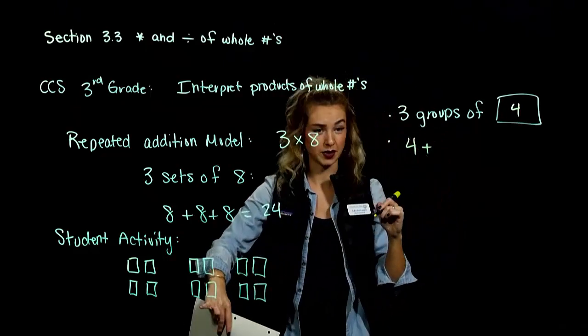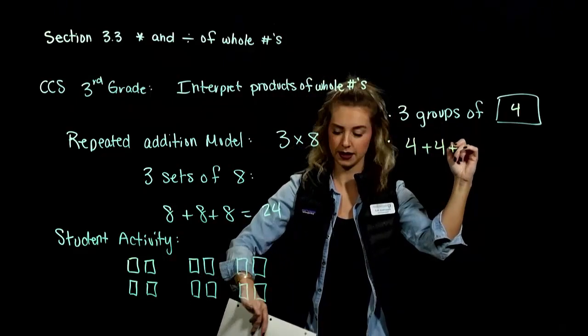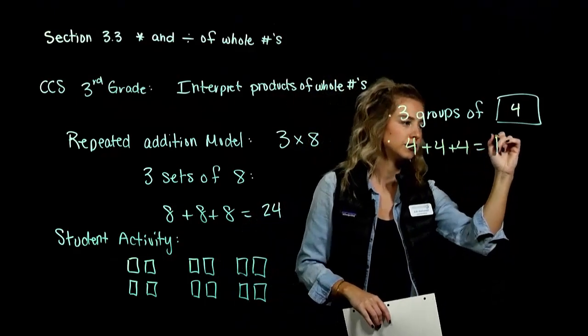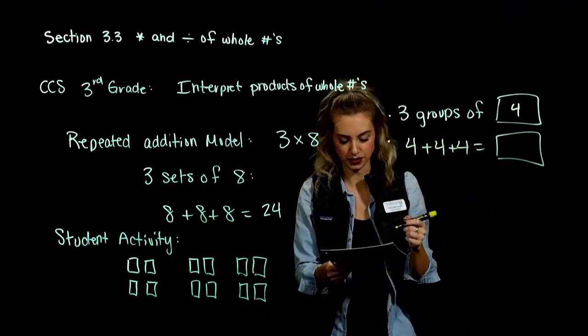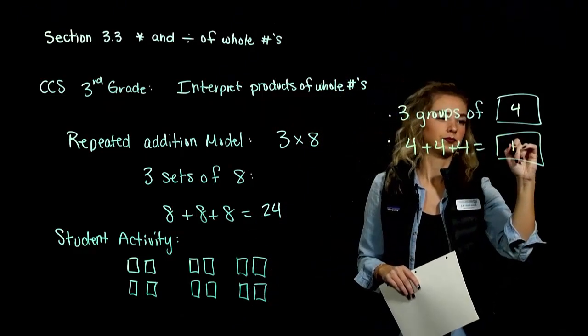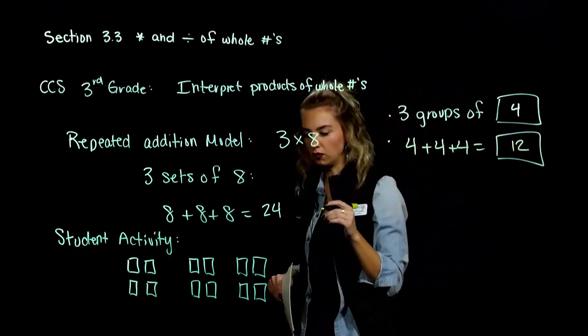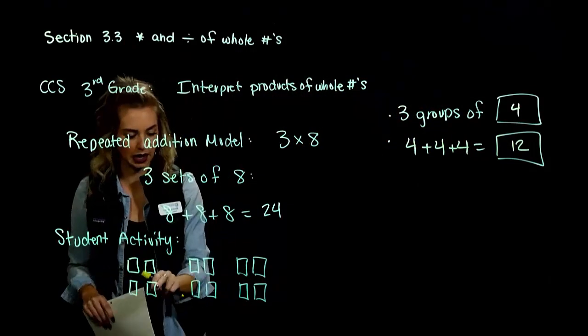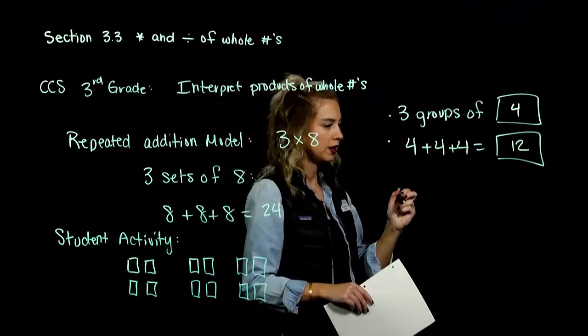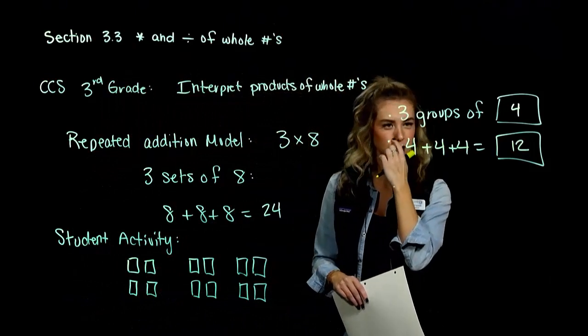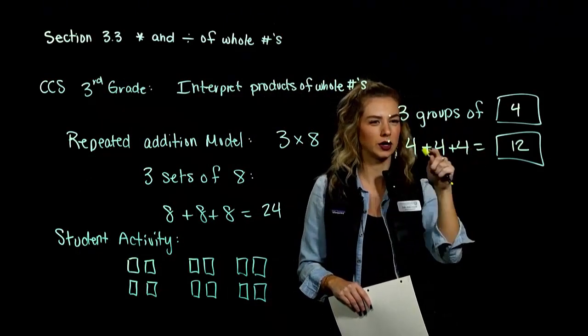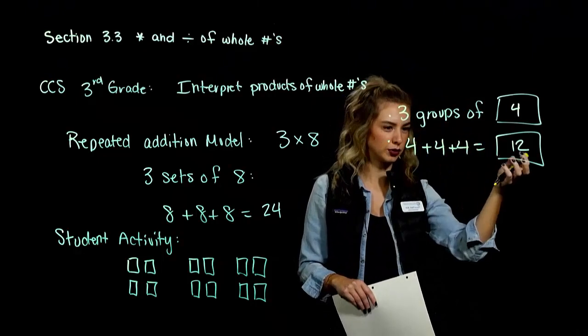How many blocks do we have in the second group? We've got 4 of them. How many in the third? We've got 4 of them. So all together, how many do we have? 12 of them in total, and they could physically go through and count every single block and get there. And then we want to work towards that multiplication. So 3 groupings of 4 or repeated addition produce 12.